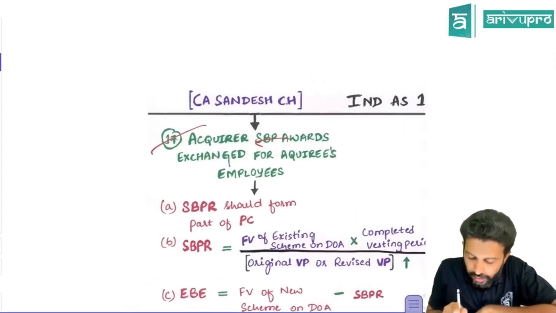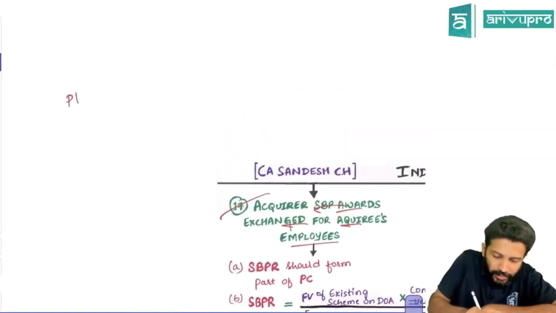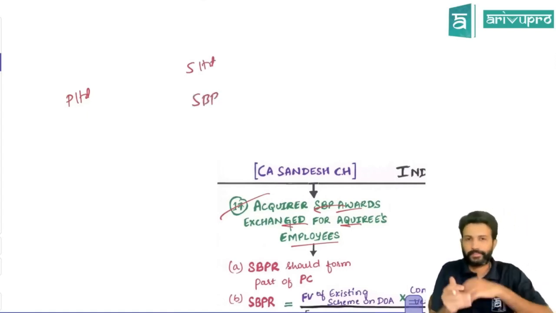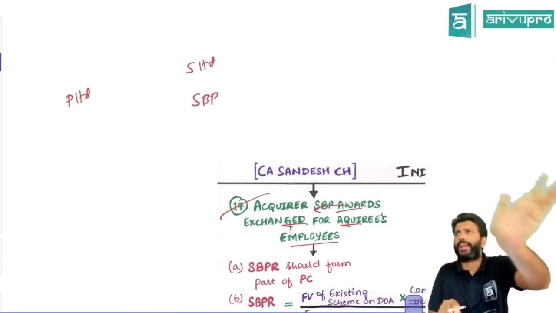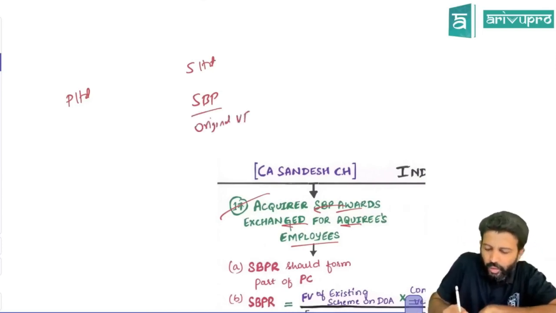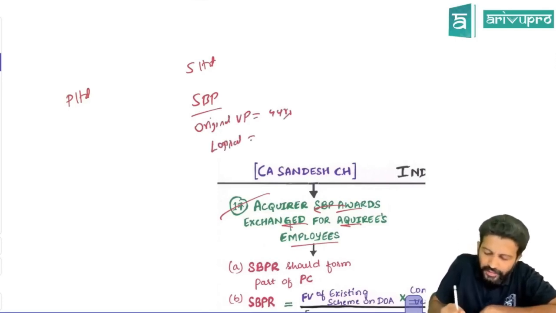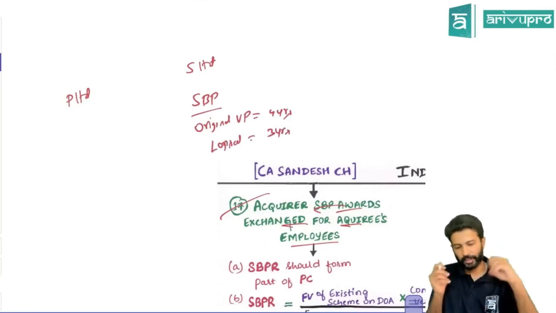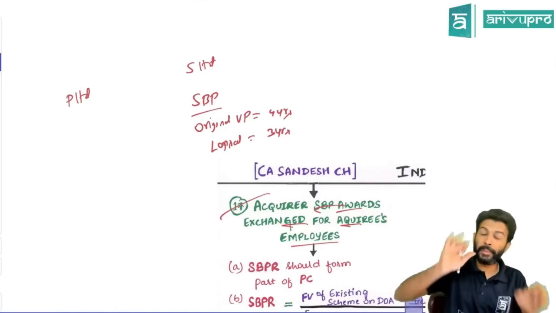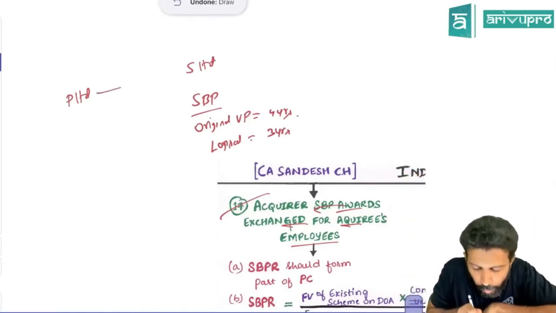Acquirer SBP awards exchanged for acquiree's employees. Let's say there's P Limited and S Limited. S Limited has some share-based plan, some ESOP plans which they're giving to their employees. This is already running. Let's say the original vesting period was 4 years and 3 years have already elapsed. The subsidiary company introduced this plan 4 years ago. How many years remain? 1 year. Now, parent got the control.